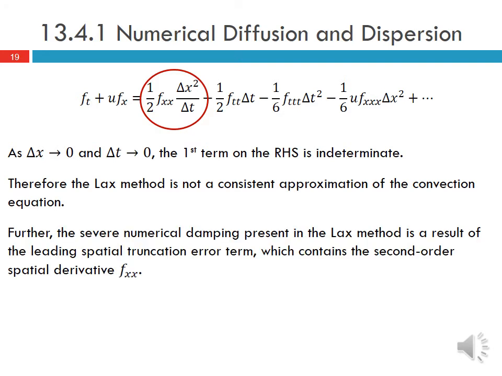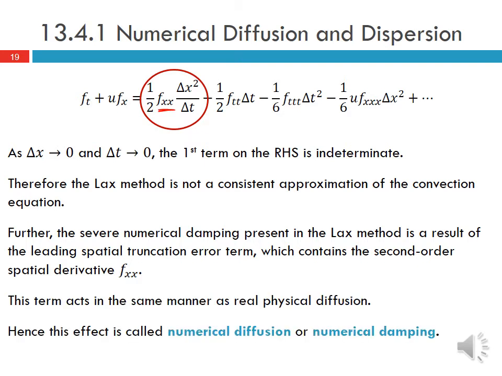Further, the severe damping present in the Lax method is a result of this leading spatial truncation error term, which contains the second order spatial derivative f_xx. This term acts in the same manner as a real physical diffusion, and so the effect is called numerical diffusion or numerical damping. And you can see as our delta t decreases, which then drives our c down, this term actually increases. So then we get more damping present.